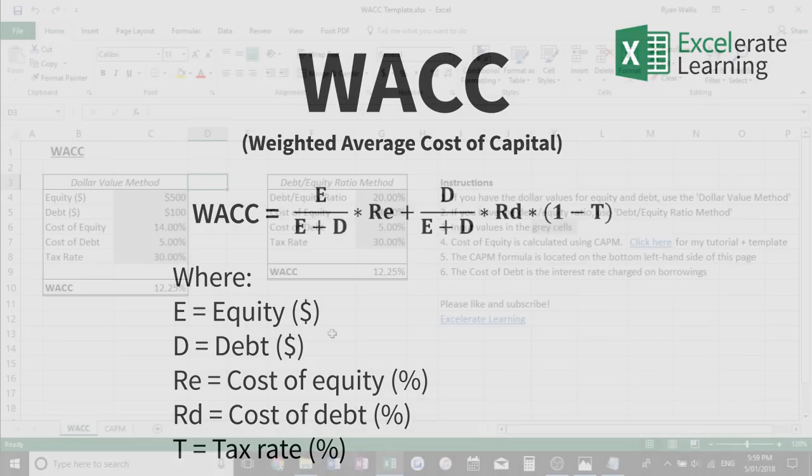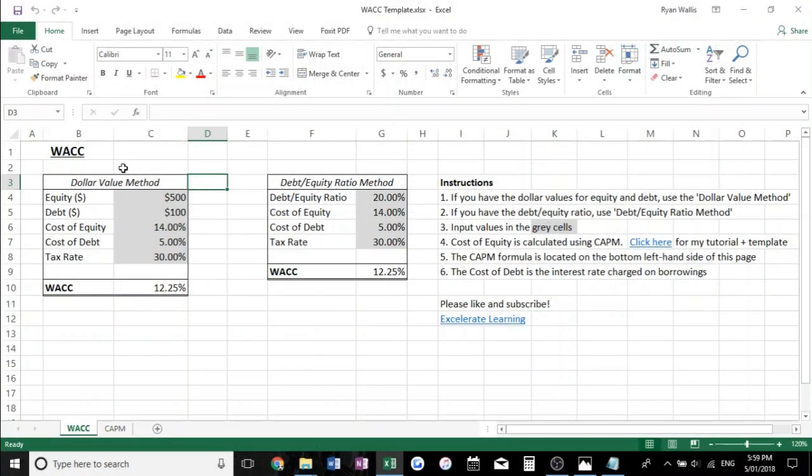Alright, so if we come back into Excel, you can see I've got two versions of the calculator here for you. I've got the dollar value method or the debt to equity ratio method. Both will yield the same result, assuming you're using the same proportions of debt and equity. It's just easy to use.